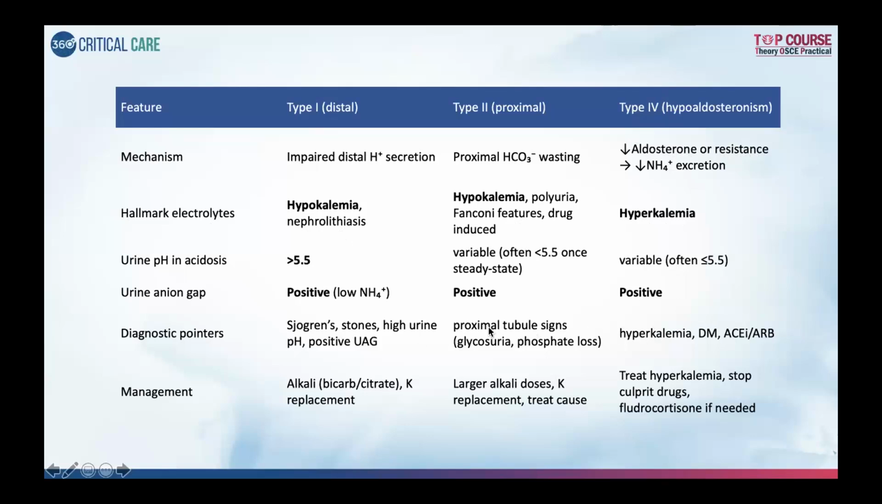History wise also you can find out Sjogren's, stones, all those things. Low phosphate will be associated with proximal. Management: treat the hypokalemia, alkali supplementation, and the main thing is to treat the cause. This patient with Sjogren's was not on treatment, so you will have to treat the etiology.